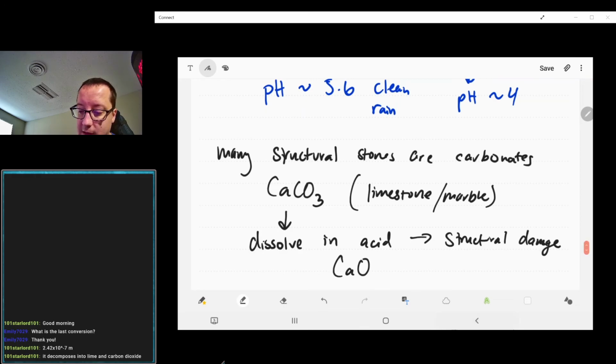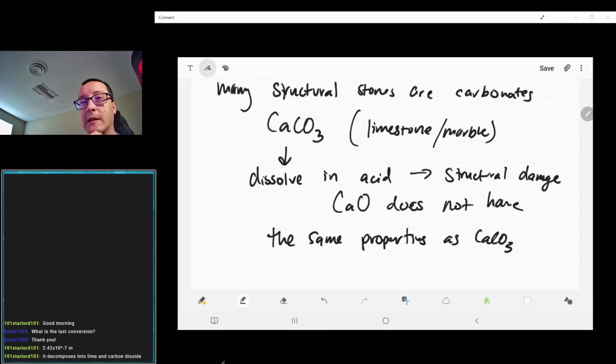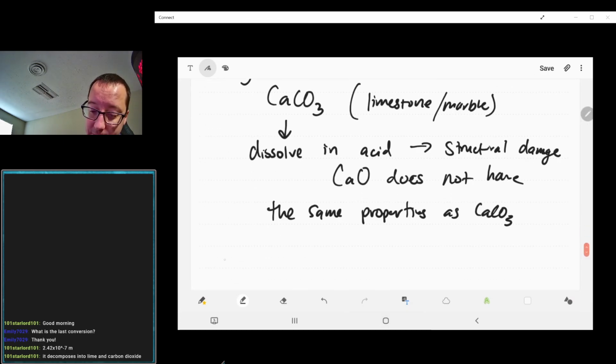Calcium oxide does not have the same properties as calcium carbonate. Calcium oxide is lime, of course. And so because of that, you can have structural weakening, where things can collapse or break down or etch and simply become unsafe as a result. And they estimate every year it's billions of dollars of property damage that arise due to acid rain.